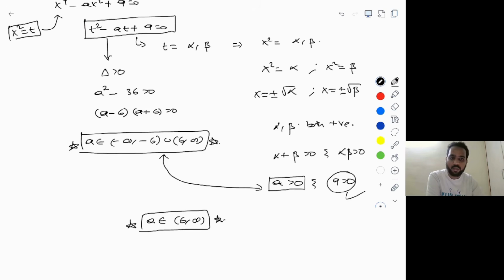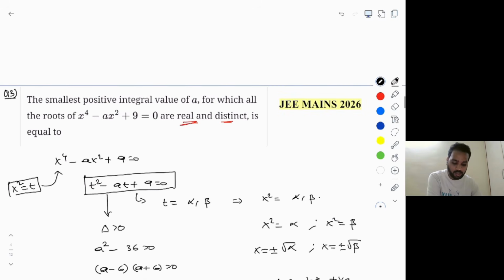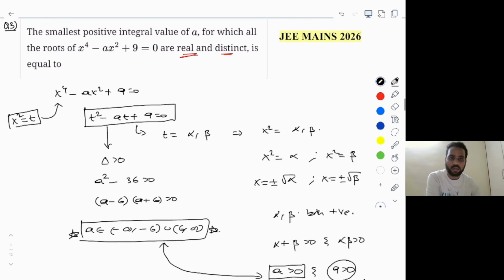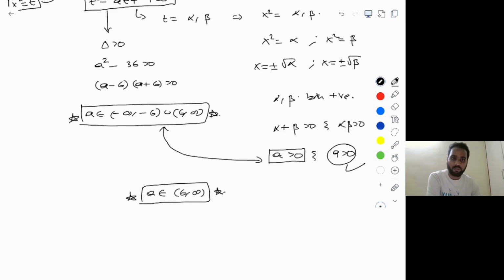Okay? So as I told, the small mistake students might commit here is they will stop doing the question when they get A belongs to minus infinity to minus 6 union 6 to infinity, because even in the question they are saying smallest positive integral value of a. So if you stop at this point also, you'll still get the correct answer for this question. But that's not the final set of values of a.